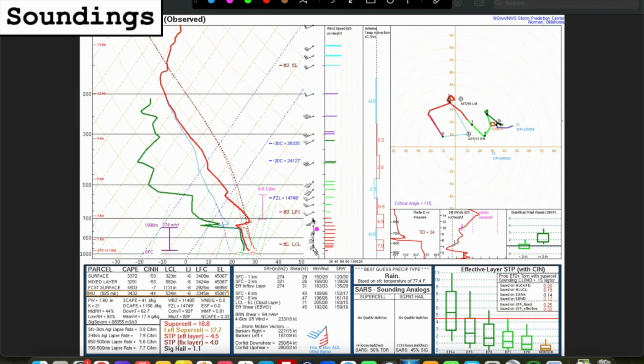So again, just to summarize here, we want that parcel trace to be to the right of the temperature profile throughout the entire atmosphere. And we don't want to see any of these once storms are able to initiate. We don't want to see any of that capping left, but capping can be good early on in the event through the morning and into part of the afternoon to help build more and more instability in the environment.